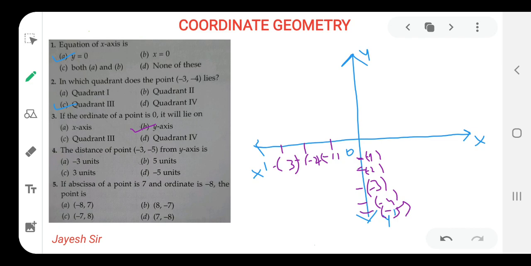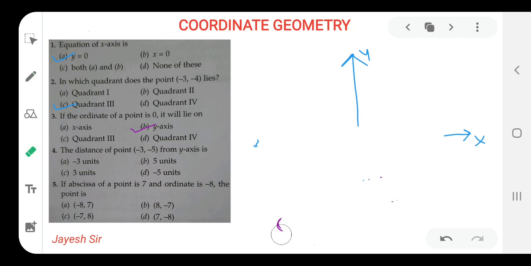These are the 3 points. The point is lying at -3 on the x-axis, somewhere over here, and -5. That means the point is lying over here, at the point of intersection. I hope you all might be getting it. Now it has been asked, what would be the distance?